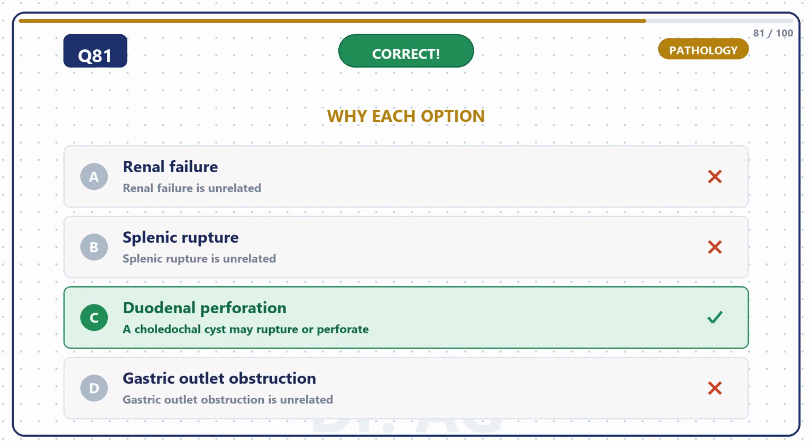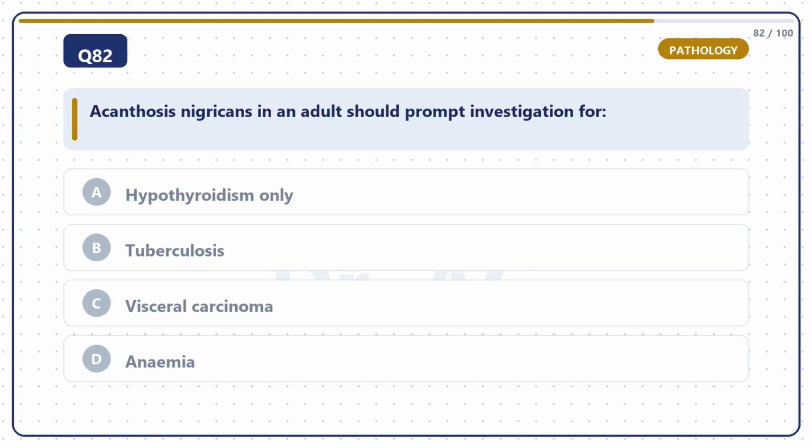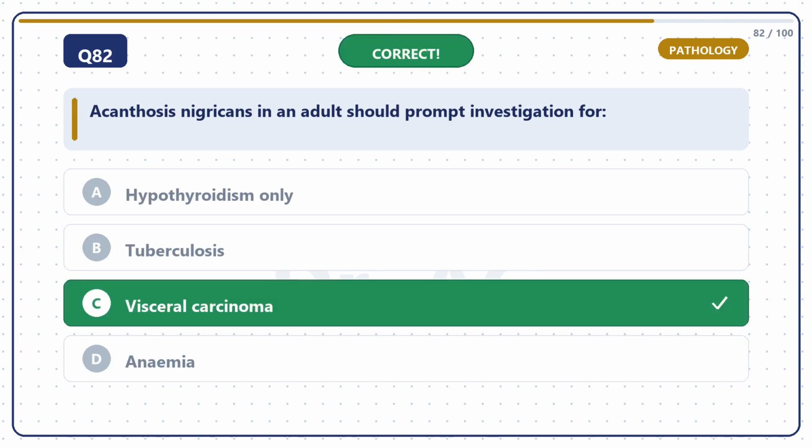Duodenal perforation. Question 82. Acanthosis nigricans in an adult should prompt investigation for Option A. Hypothyroidism only. Option B. Tuberculosis. Option C. Visceral carcinoma. Option D. Anemia. The correct answer is option C.